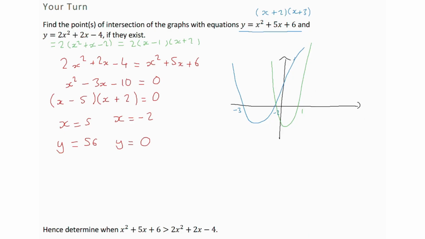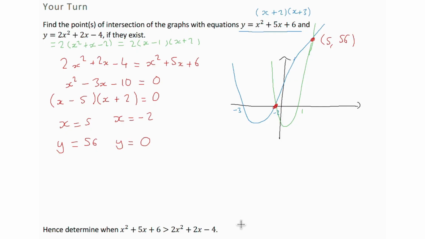Now, because these two are different steepnesses, the green one is much steeper, there's going to be another point of intersection somewhere up here. And we've worked out what that point is. The points are minus 2, 0, we found here, and we know this point here is at 5, 56. So to answer the inequality question, when is x squared plus 5x plus 6, that's the blue graph, greater than the green graph, it's in this bit here. That's the only time when it is greater than it, between these two values here.